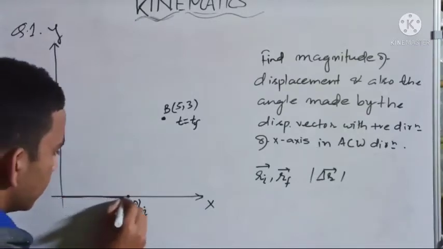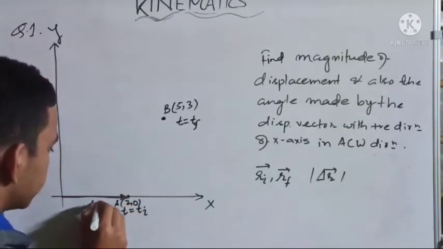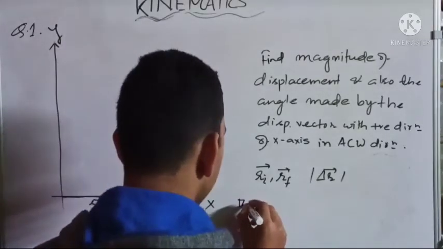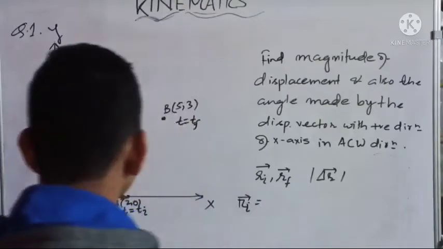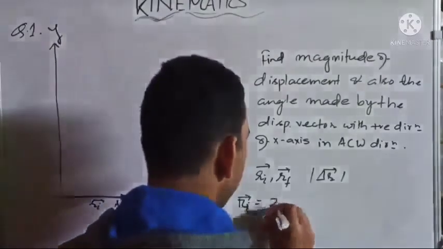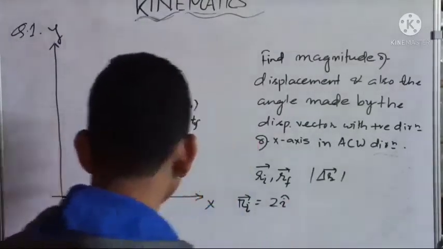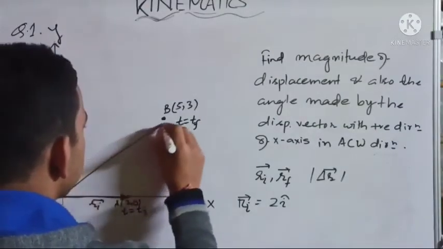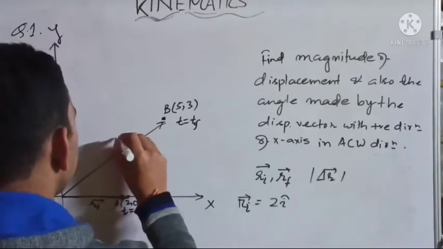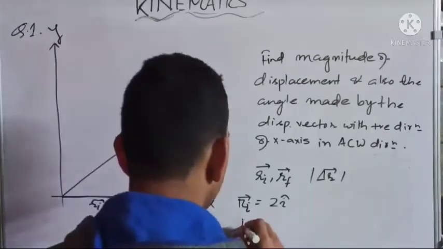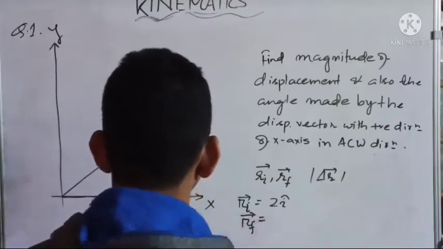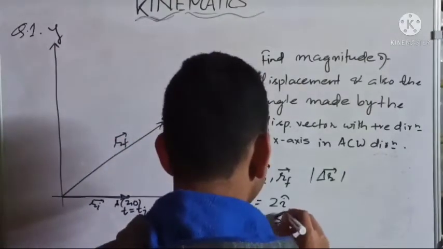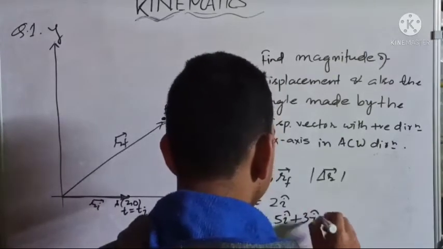Here, this will be the Ri vector. Let's write the Ri vector. Ri vector will be equal to 2i cap plus 0 j cap. Then Rf vector, this is the final position vector, and Rf vector can be written as 5i cap plus 3 j cap.